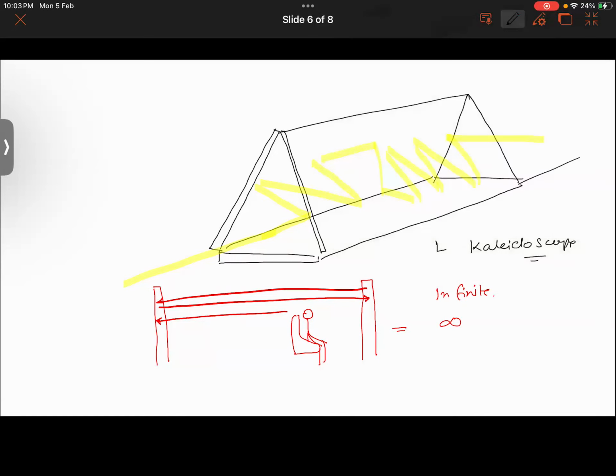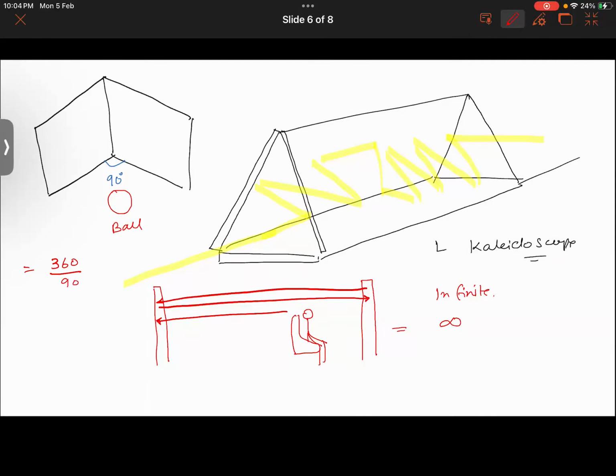Suppose you have two mirrors like this. One is this mirror, and there is another mirror, this one. Suppose you are placing both of them at 90 degrees. So let's know how many images will be formed. For example, you have placed a ball here. And the question is asked, how many images of this ball will be formed in this plane mirror? The simple answer to this question is found using a formula, 360 upon 90 minus 1. So that is 4 minus 1, that is 3. So 3 images of this ball are formed here when they are placed at an angle.